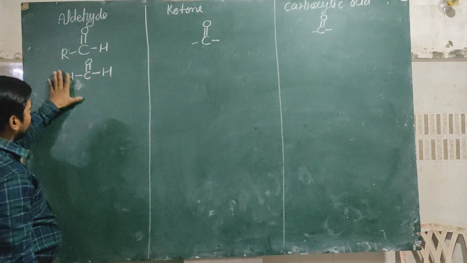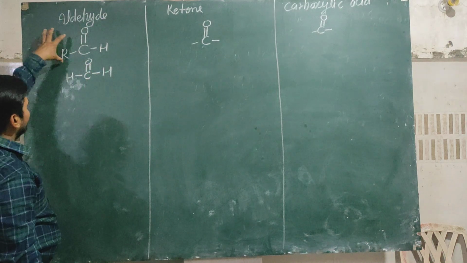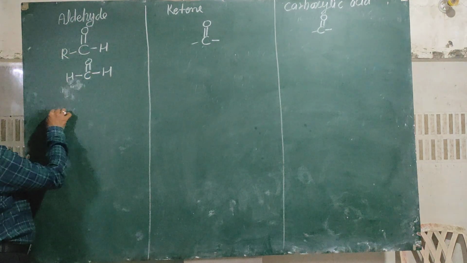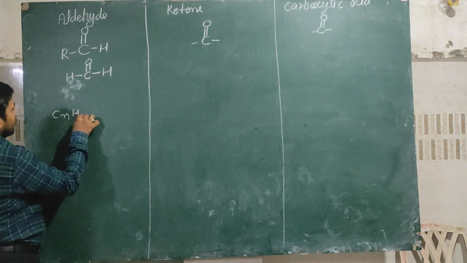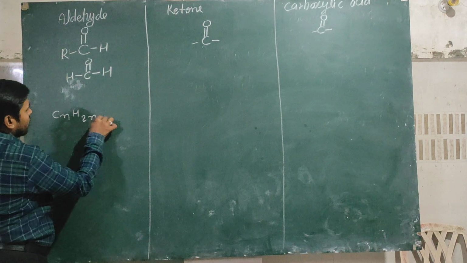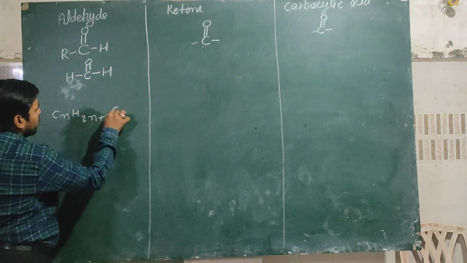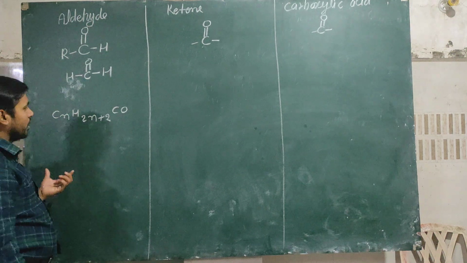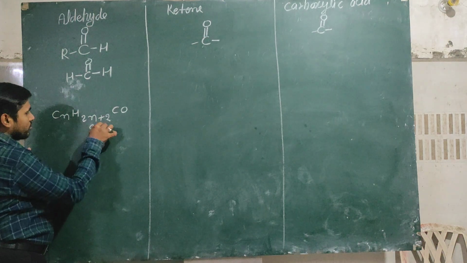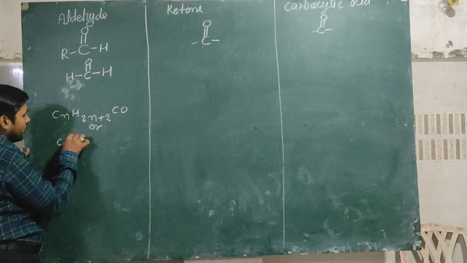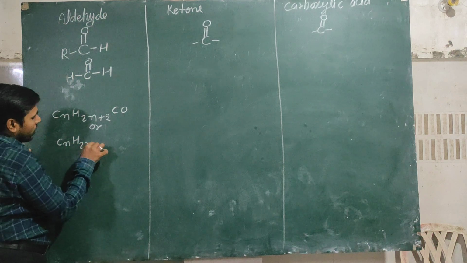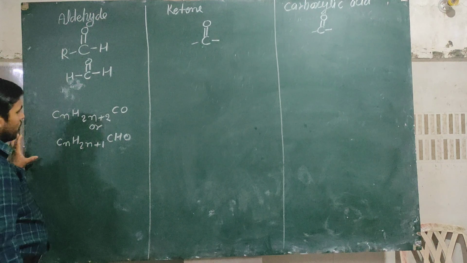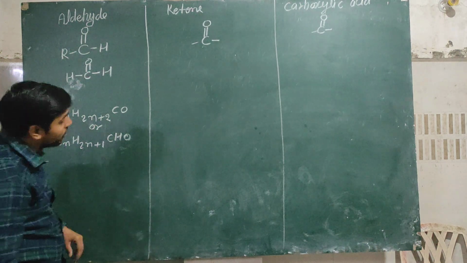Except this formaldehyde, all type of aldehyde have general formula CnH2n+2CO. This is the general formula of aldehyde. You can also write this in this way: CnH2n+1CHO. Okay, this is the general formula of aldehyde.